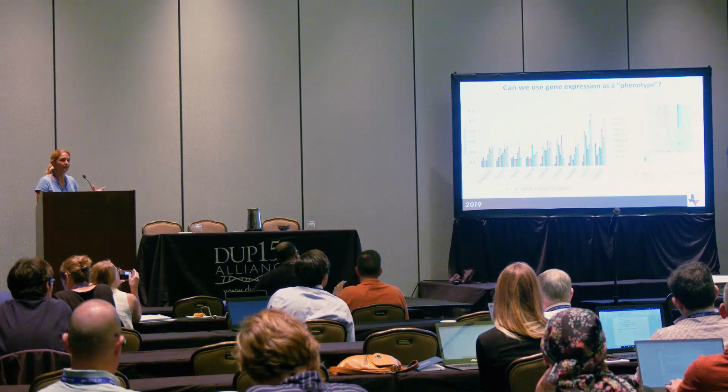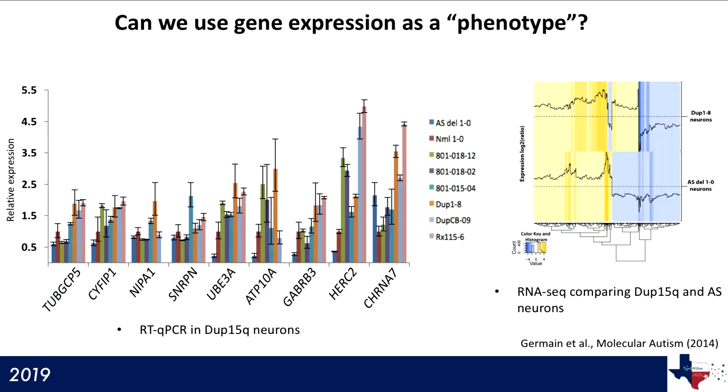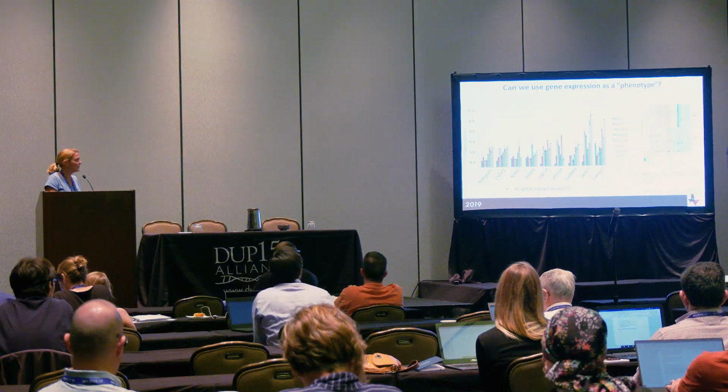It's unbiased and quantitative. We can look at the genes that are expressed in a cell culture and count whether they're different. So in the past, we've published on this in Molecular Autism back in 2014. We've done RT-qPCR in Dup15q neurons to look at the genes in the imprinted region, as well as the adjacent genes. And we've also performed, at the end of the day, probably a pretty crappy RNA-seq to compare Dup15q and Angelman to figure out, do they have a transcriptome phenotype?